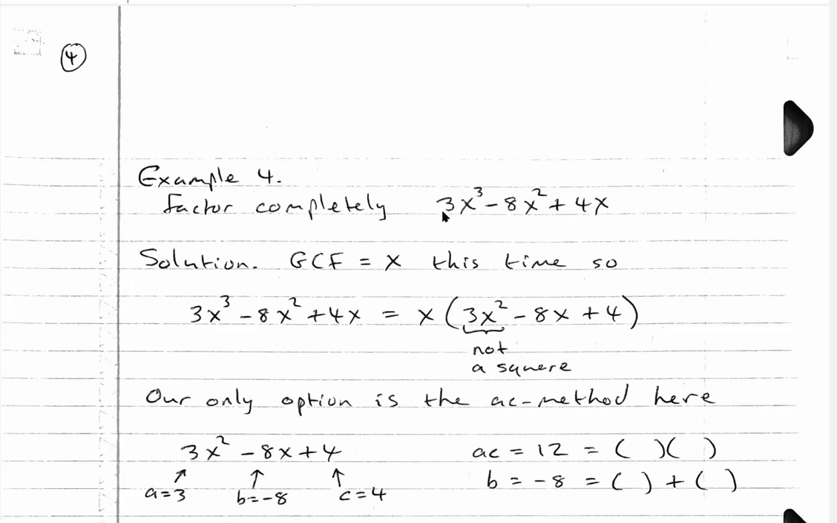For the greatest common factor, you see the numbers don't have anything in common except 1. But the letters, they all have x's. This only has one x, so the greatest common factor for these three terms is just x. So x is all we can pull out. Dividing this by x, the powers go down: 3x squared minus 8x plus 4.